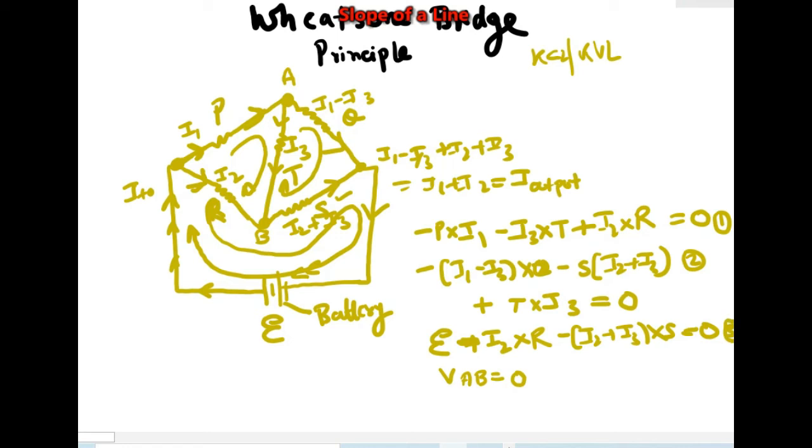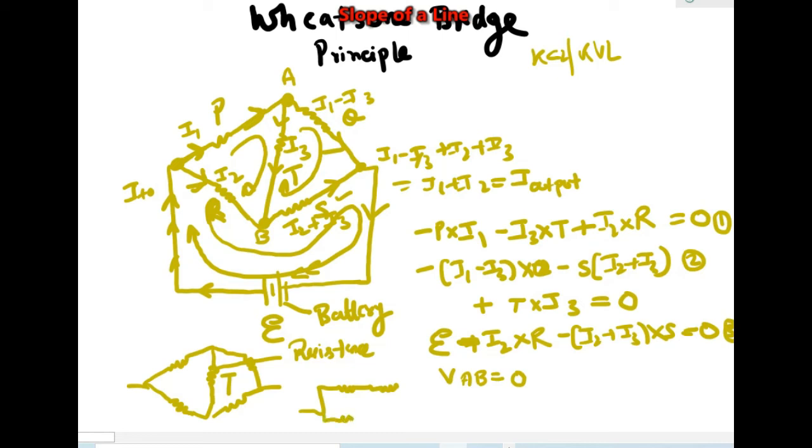what you will find is that there is no current flowing in the resistor T. So your circuit has effectively no resistor T. You will have no current here, and therefore you can remove this resistance from the circuit, and the circuit then reduces to this. Yeah, this is what the circuit finally reduces to. So this is the principle of the Wheatstone bridge.